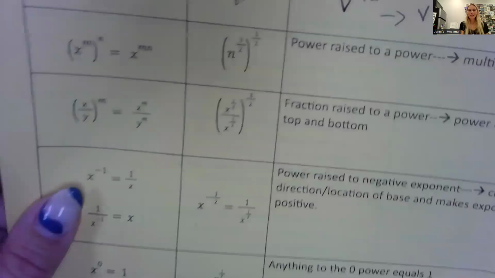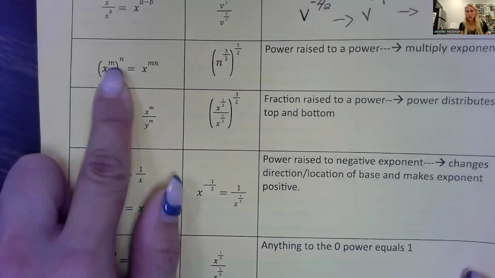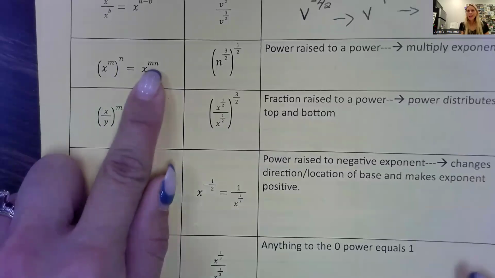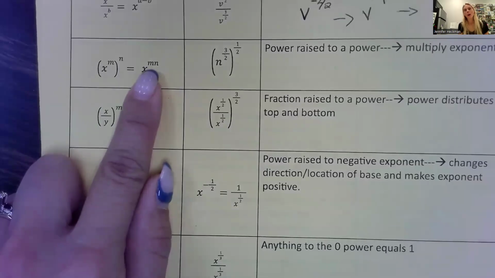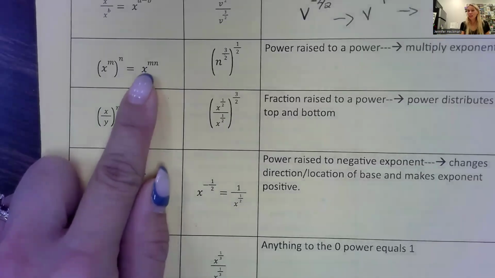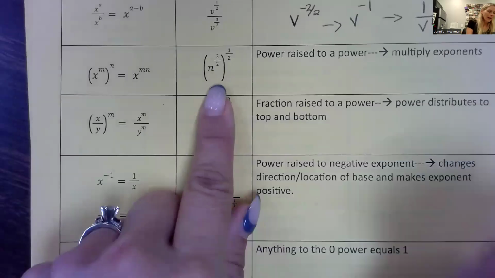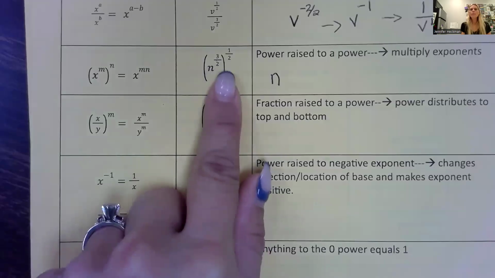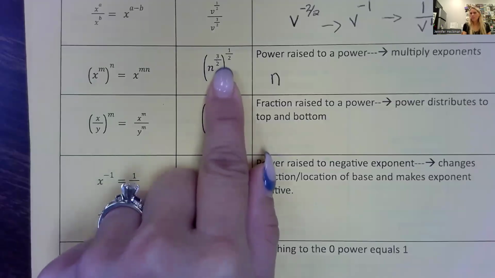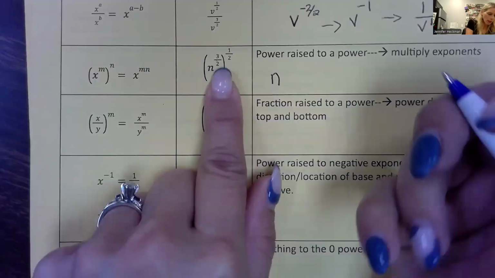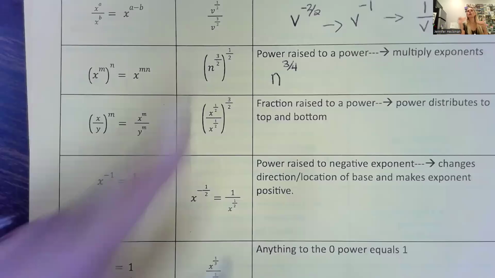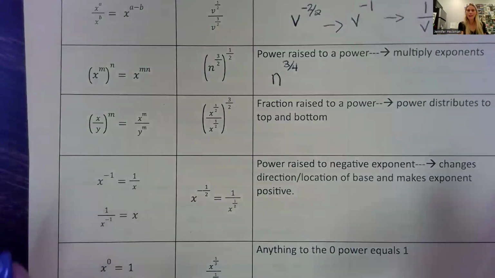Okay. Now, here's the other thing. If we have a power to a power, an exponent to an exponent, what we're going to do in this case is we're going to multiply them. Now, I'm not going through this from the very beginning because you should have done this for the last 2 years. So in this case, what I'm going to do is say n because that's my base, and I'm going to multiply these two fractions. 3/2 times 1/2 is 3/4. Remember, multiplying fractions, you multiply the numerators, multiply the denominators.